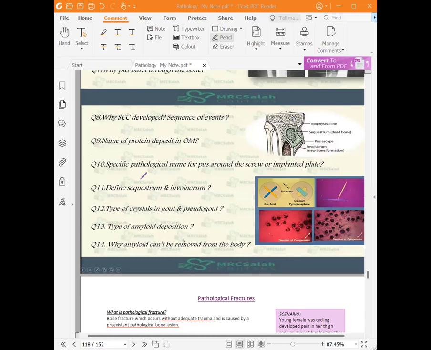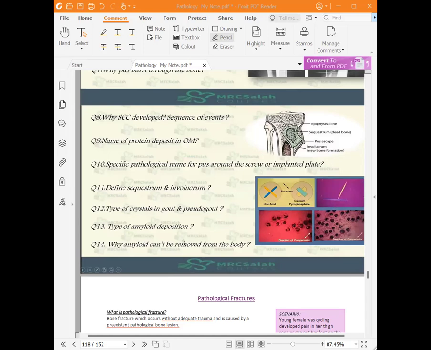Then name the protein deposit in osteomyelitis. It is amyloid AA in case of chronic osteomyelitis, and in acute osteomyelitis, it will be C-reactive protein. Specific pathological name of pus around the screw or implant plate. It is biofilm. Okay, define sequestrum and involucrum.